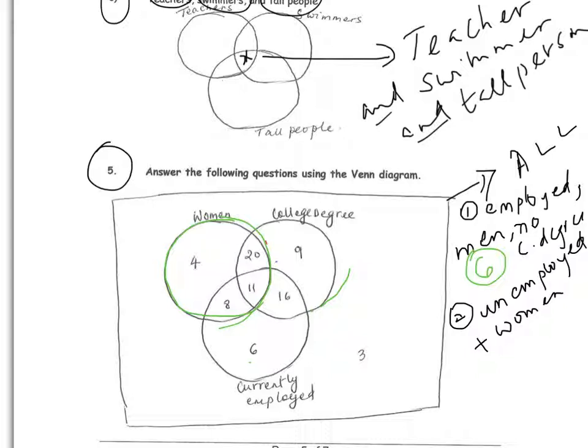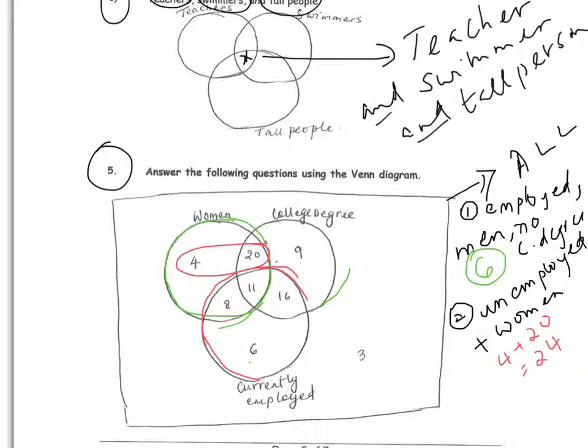They also have to be unemployed, right? Which means they have to be sitting outside the currently employed people's circle. So they have to be sitting inside the green circle but outside the red circle. So the only two numbers that fit that description are 4 and 20. So the answer is there are 4 plus 20 people who are unemployed, and women, basically they're unemployed women. So the answer to that question is 24.